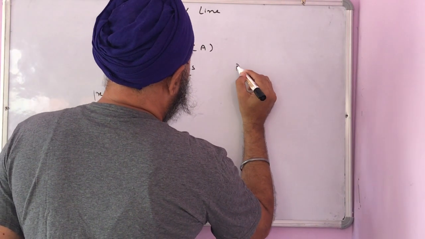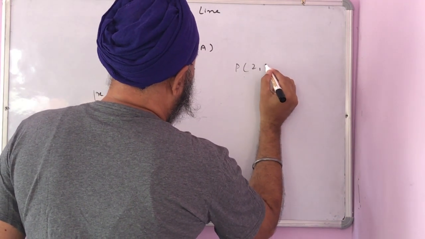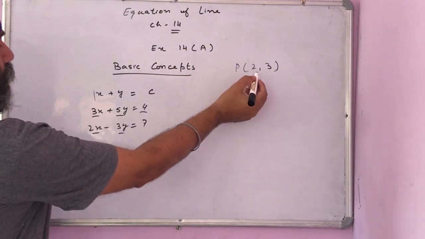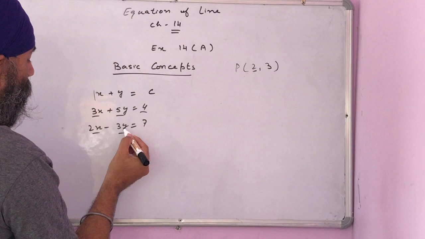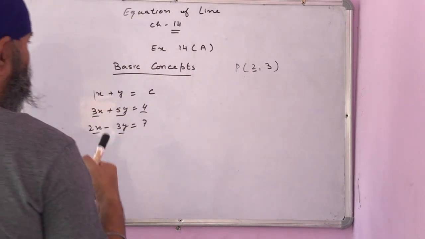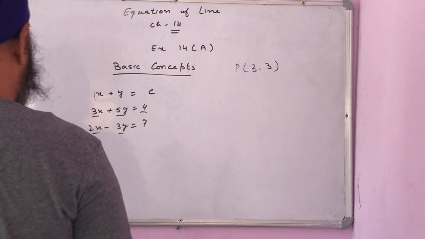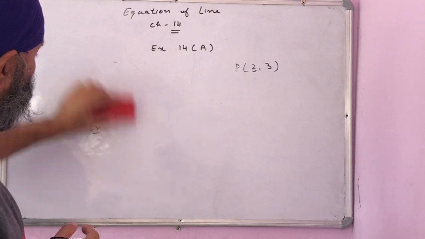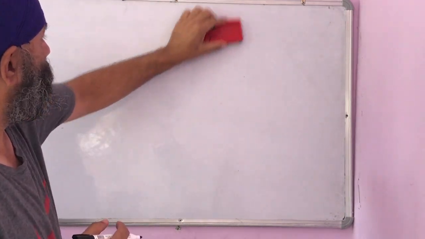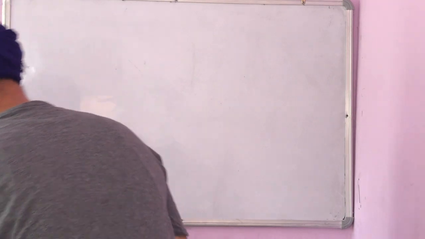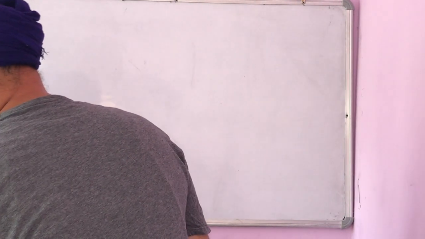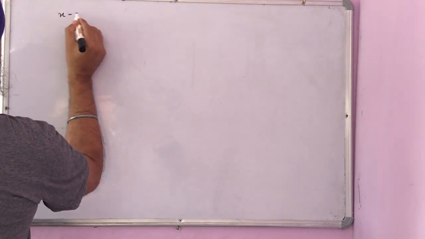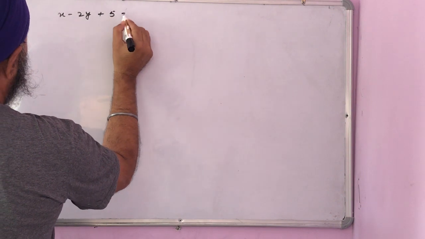Suppose I have to find whether point P (2, 3) lies on this line or not. This is for x, this is for y. So we start with exercise 14A. We will do this type of questions first. Question number 1: I have to find whether the given points lie on the equation x minus 2y plus 5 equal to 0.